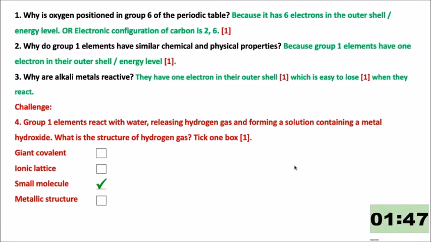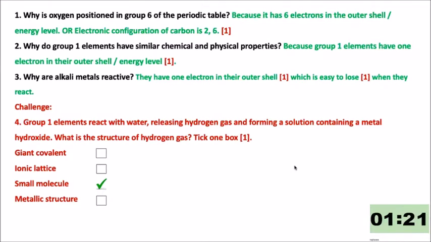And the challenge this time was just a 1 marker. The reason I put this challenge in is most of you will not have done bonding or structures, so I was hoping that whoever was able to do it had read ahead. It's talking about the fact that when group 1 elements react with water, hydrogen gas is released and a solution is formed that contains a metal hydroxide.